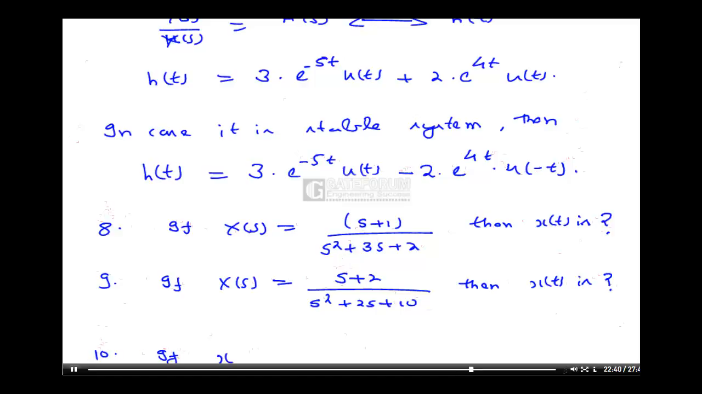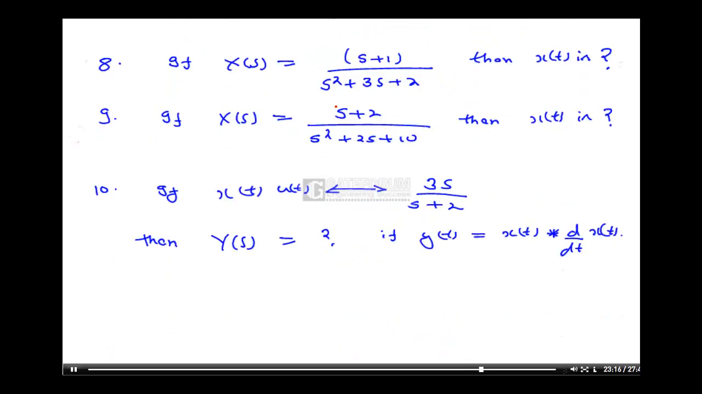If x(t) u(t) is given as 3s upon s plus 2, then Y(s) equal to question mark if y(t) is equal to x(t) convolve with d by dt of x(t). Solve these questions.